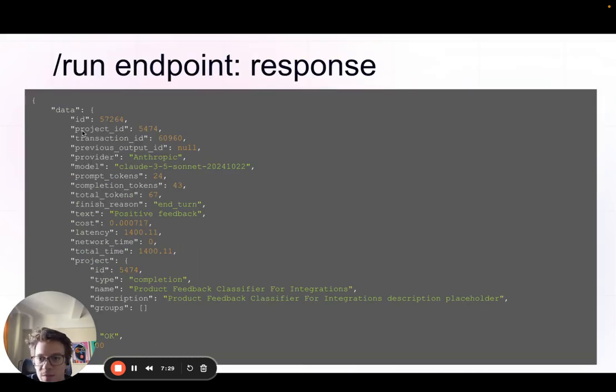And then this is the response back. So this is all the data we get back. The text field is what we are most interested in. This is the output from the LLM. We can see positive feedback was the response for this specific example. And there's other stuff in here that you could use as well.